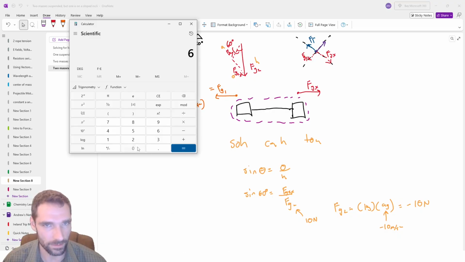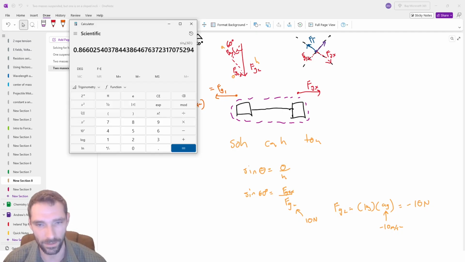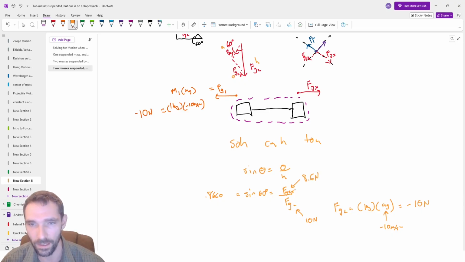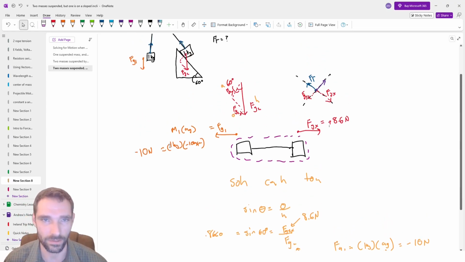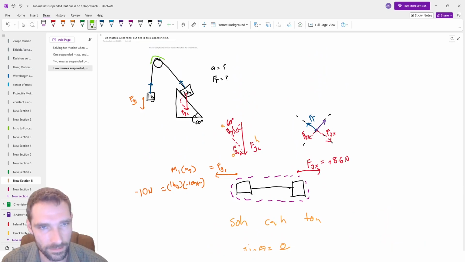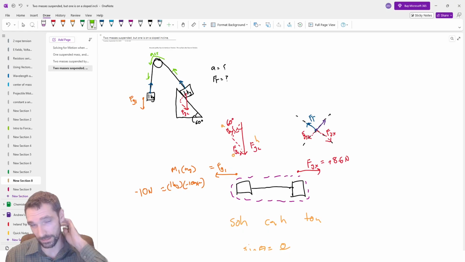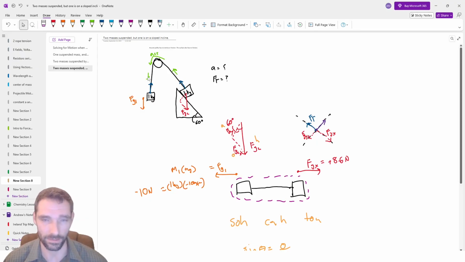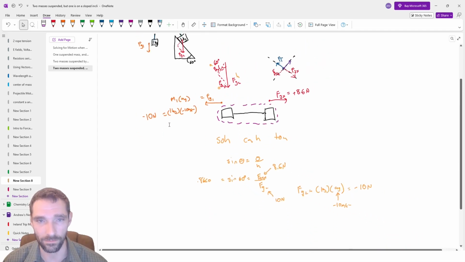Then we can do 60 degrees, sine function of that. That's about 0.8660. So if we were to get F_g2x, that's about 8.6 newtons. And so if we're trying to figure out how big these two forces are, we have 8.6 newtons going in one direction and a negative 10 going in the other direction. So in this problem, you can think of this thing as accelerating that way. It's going down for object 1, going up for object 2, and we can go ahead and solve for that tension and double check it. But let's first get our acceleration value.